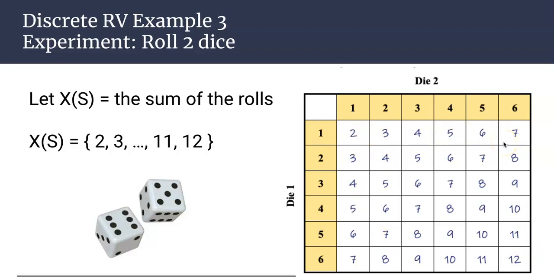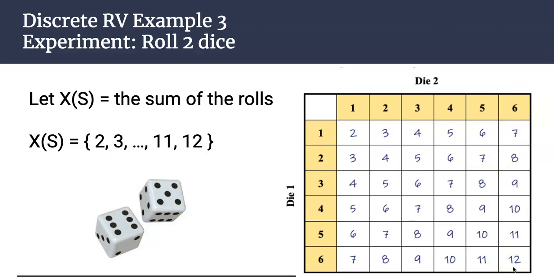So what's the smallest sum that you can get? The smallest sum will happen if you roll 1 on the first die and 1 on the second die, right? So 1 plus 1 will give you 2. So the smallest number that you can get is 2. What's the biggest number you can get when you add these two numbers? That happens when you roll 6 on the first die and 6 on the second die. 6 plus 6, that will be 12, right?